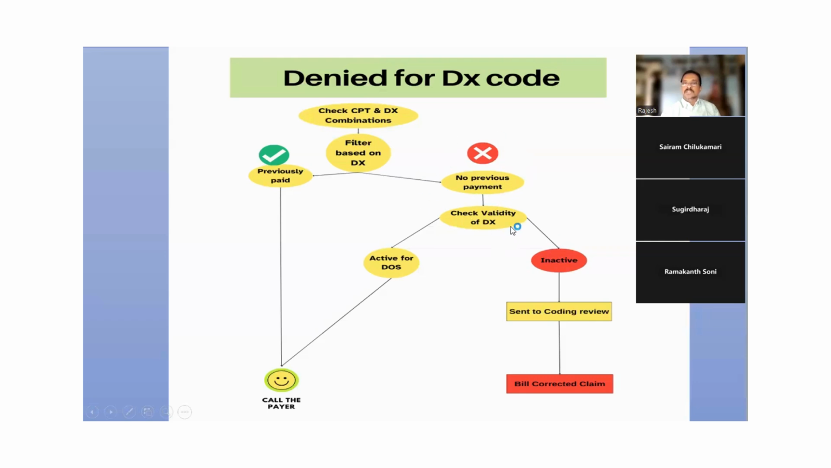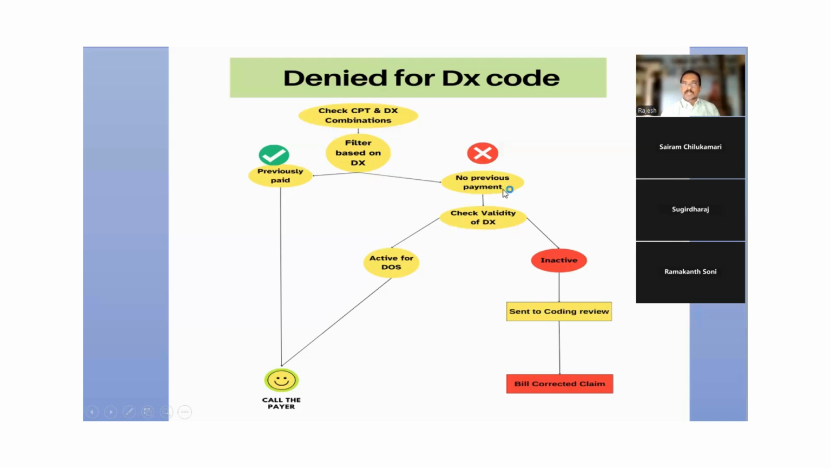If there is no previous payment, check your diagnosis validity. What do I mean by validity? For example, in 2025 some diagnosis codes become inactive, similar to CPT codes becoming inactive. In that scenario, your diagnosis code will not get paid. If the diagnosis code is active for the date of service, that is an incorrect denial by the payer, and you can call the payer and send it back for reprocessing.